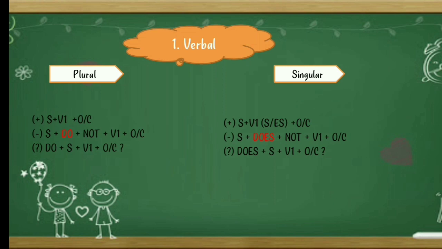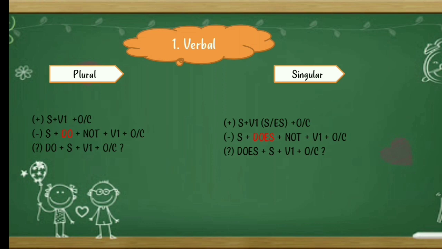Contohnya apa? Plural, they, lebih dari 1 kan? They go to school. Okay? Negatifnya, they do not go to school. And then interrogatifnya, do they go to school? Okay? Now we move to the singular one.